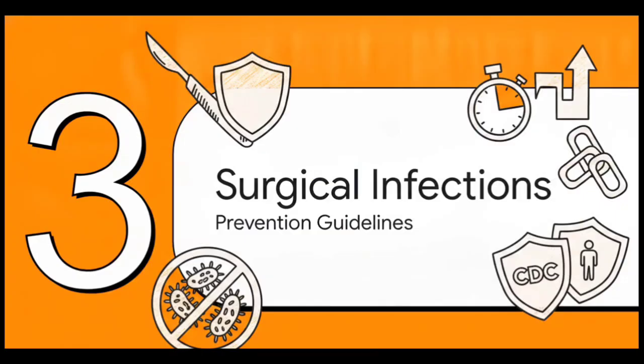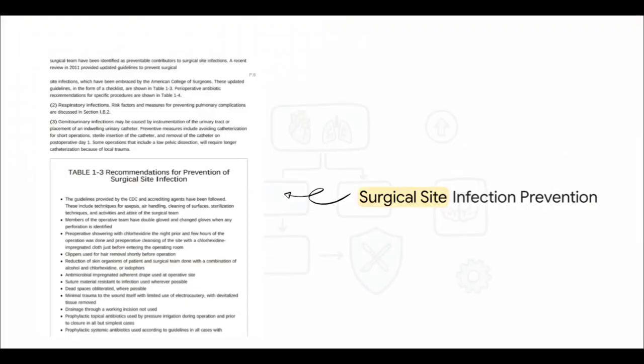Section 3, surgical site infections. This is a heavily tested area, mainly because compliance with CDC and American College of Surgeons guidelines is so closely monitored. Let's look at the absolute non-negotiables on this prevention checklist. You really want to focus on modifiable factors here.